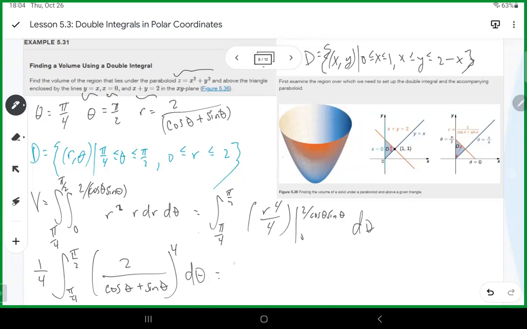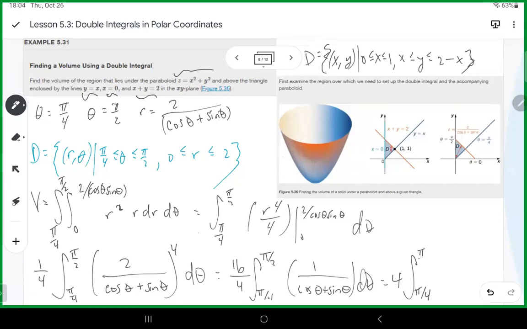And then 16 over 4, pi over 4 to pi over 2, 1 over cosine theta plus sine theta to the 4th d theta. Oh, this one's super long, so we're probably going to end up having to go on to another slide. So then you have 4, pi over 4 to pi over 2. And that's kind of where we're going to have to leave it.